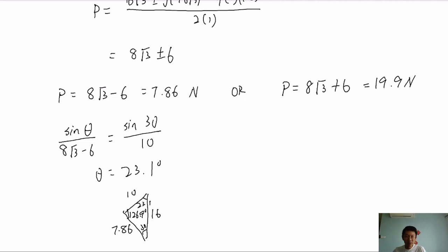You will see why we have to do this when we look at the next value for P. For this next value of P, we use the same thing. We use the sine rule again. If we solve the value for theta here, we will get 83.1 degrees.